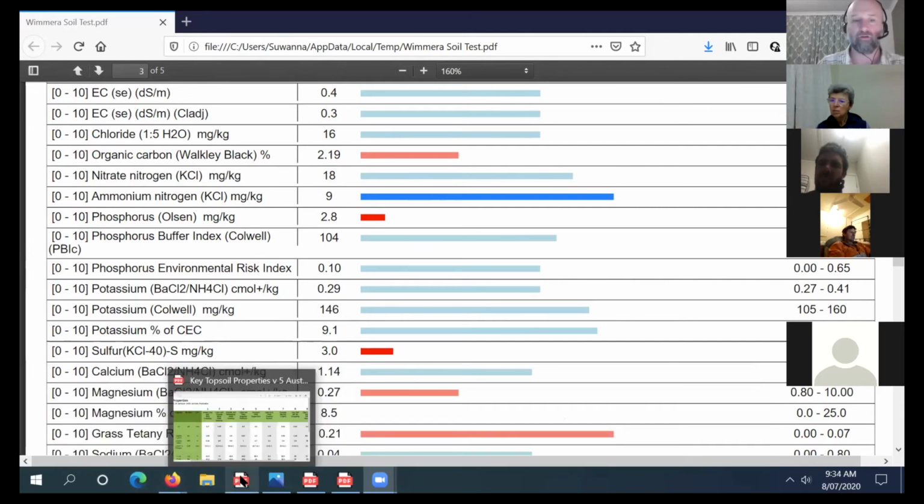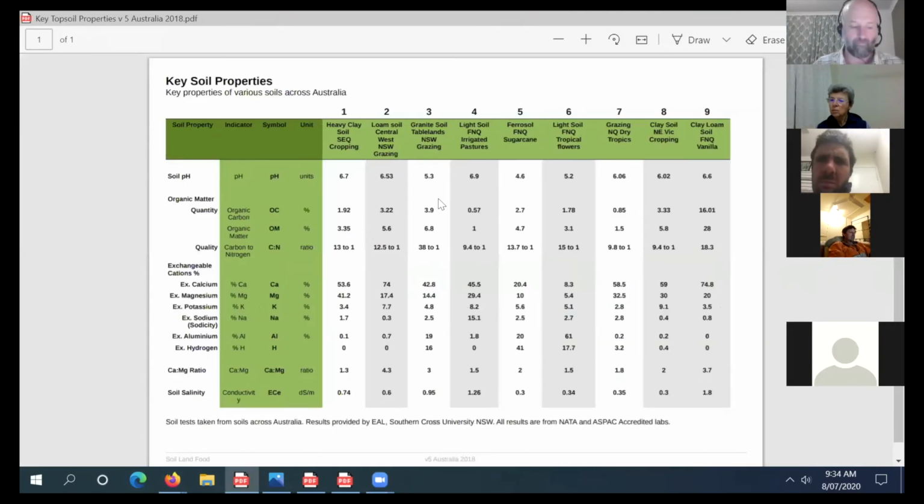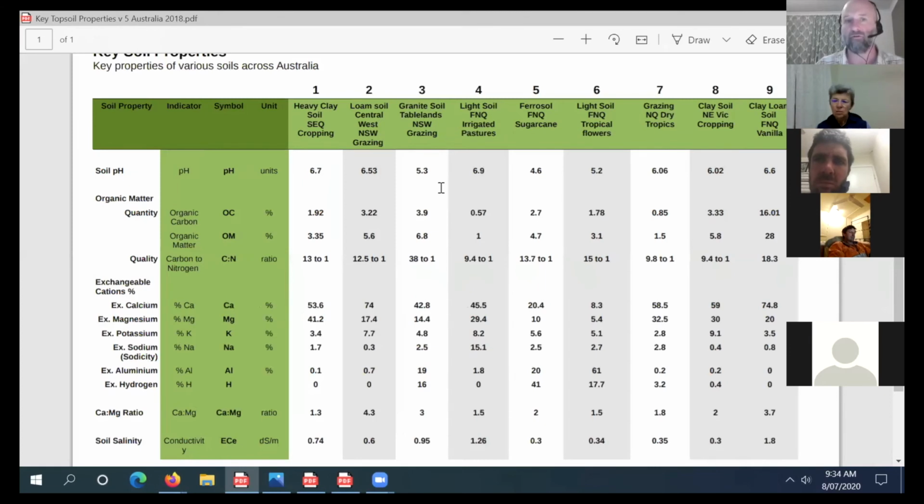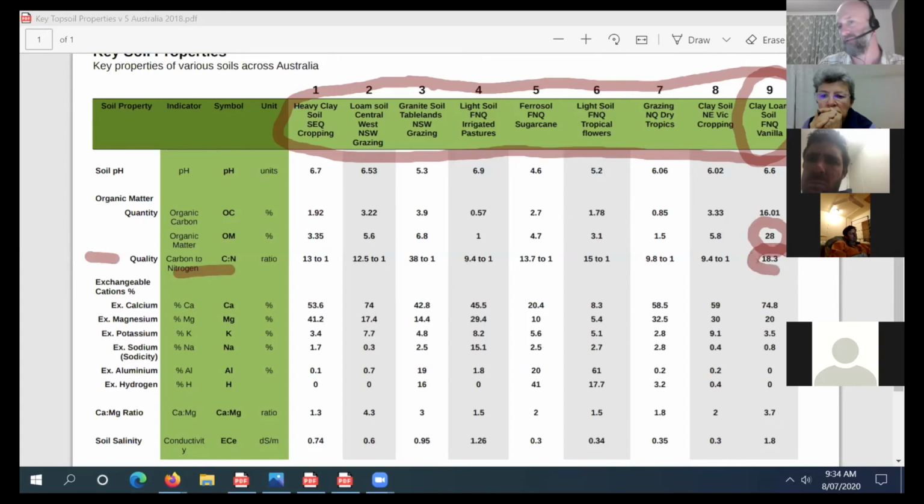And I'll just show you one last thing off these soils. If you remember back from last week, I showed you these 9 soils from across Queensland and New South Wales and even a Victorian ring-in. And I think we looked at the total fertility in them, if you remember. So here's the vanilla soil. It has 28% organic matter, and the ratio of carbon to nitrogen, which is the quality of my organic matter, is still less than 20 to 1. So it hasn't become too woody.